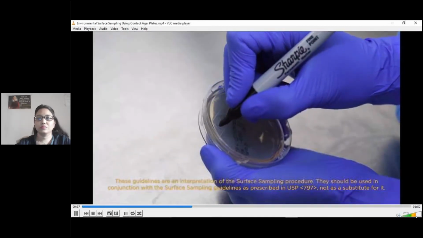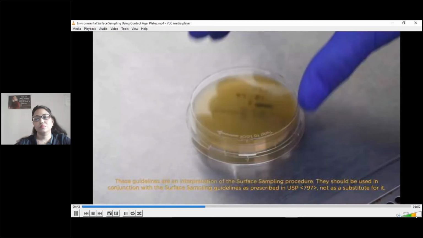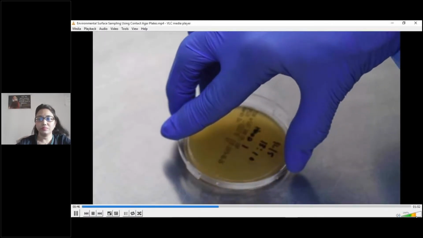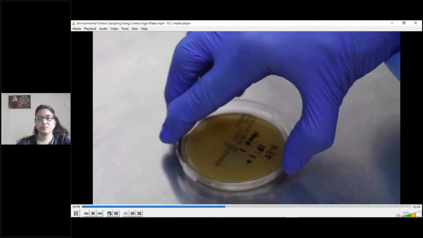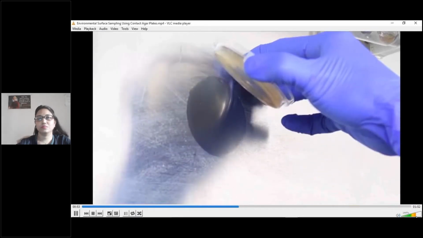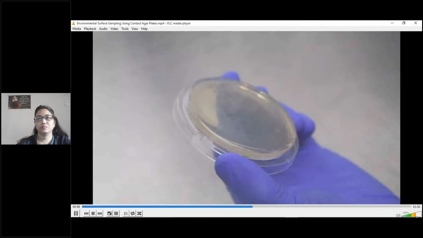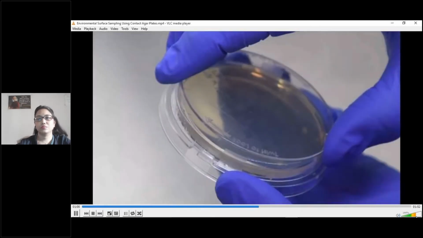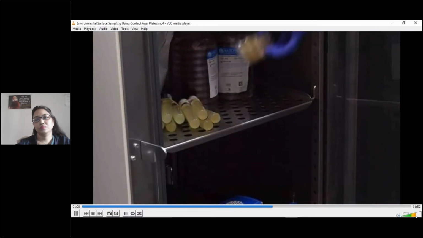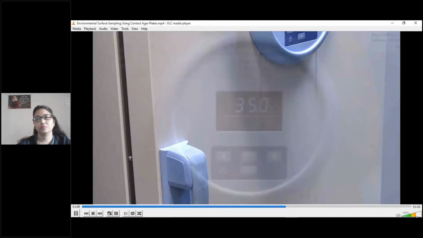Label the sampling device with the sample location and sample date. Remove the cover from the sampling device. Using a rolling motion, firmly press the media onto the surface to be sampled. The media plate will leave a residue on the sampling site, which should be removed after sampling using a sterile 70% IPA. Cover each sampling device and lock the lid into place to ensure the lid stays secure. Store the media inverted during incubation to prevent condensation from dropping onto the agar.